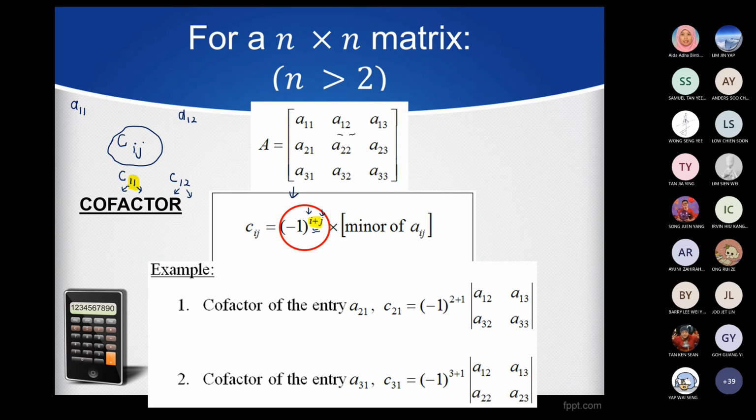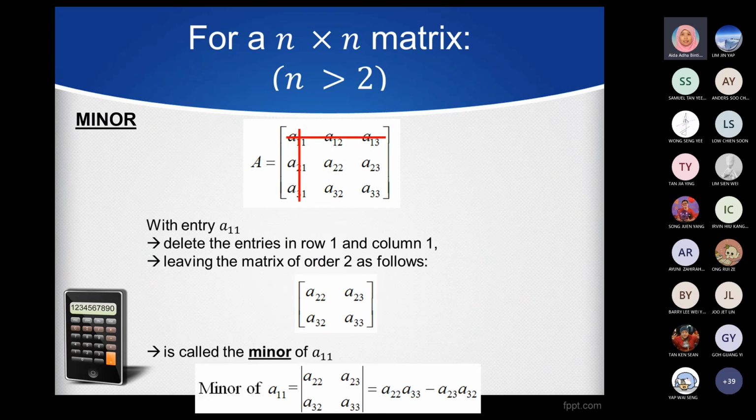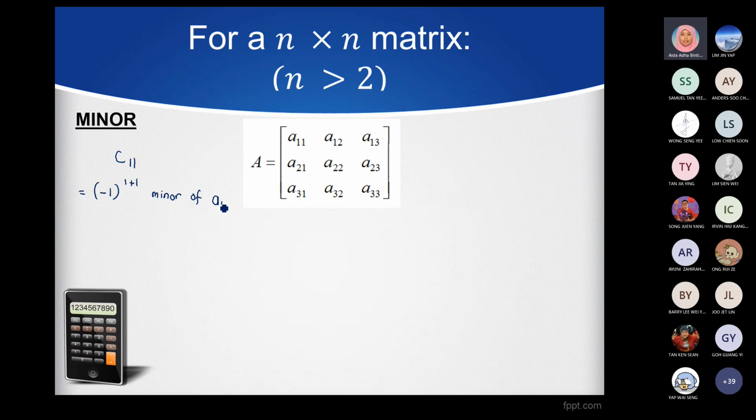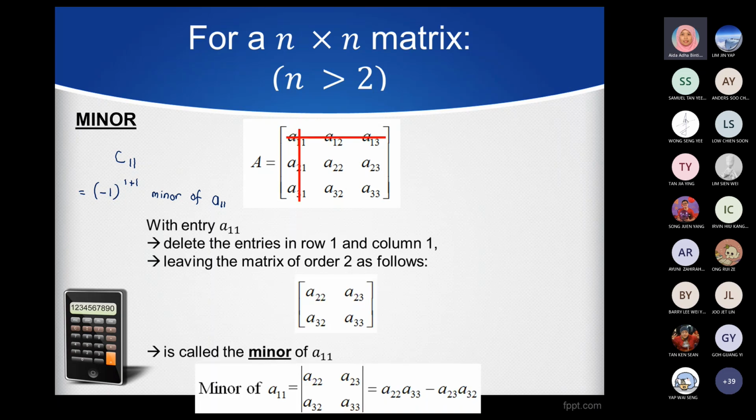How about the minor? What is a minor? Let's say we want to find the cofactor for 1, 1. We already know this is negative 1 with the power of i plus j, 1 plus 1, and we need to multiply with the minor of A11, by using the formula here.